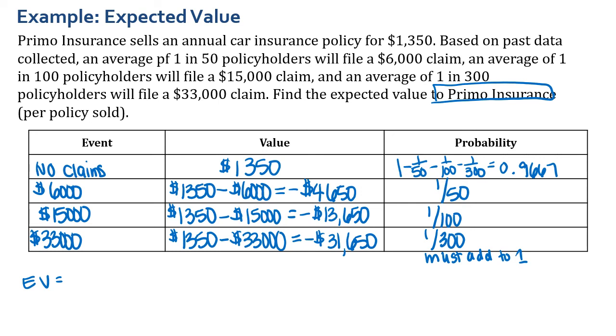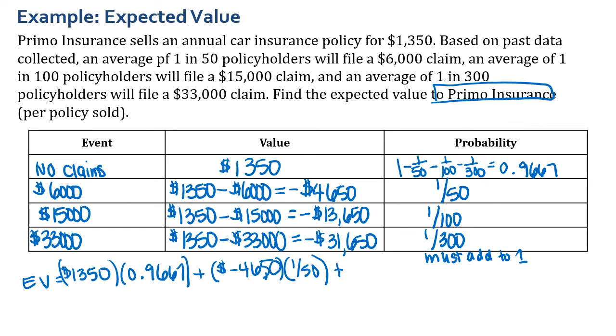All right, now that I have this table, I can set up my expected value. So the expected value that no claim is paid out to the insurance company, they're going to make $1,350. The probability of that happening is 0.9667. It's a pretty good probability. Now, the value of the second event happening, a $6,000 claim, to the insurance company, they would lose $4,650. And the probability of that happening is 1 out of 50. The event of $15,000, the value to the insurance company for that policy is negative $13,650. Probability of that happening is 1 over 100.